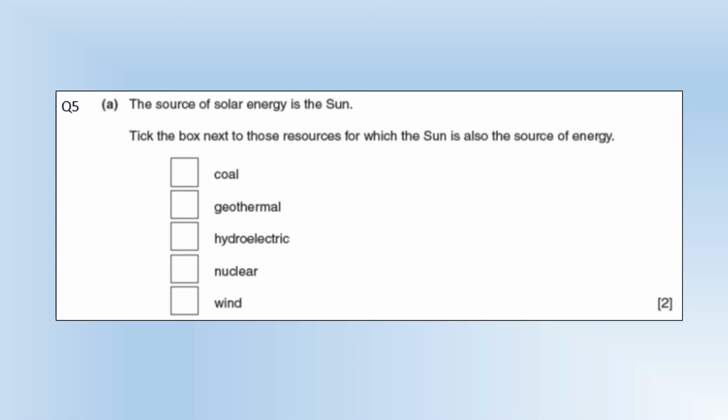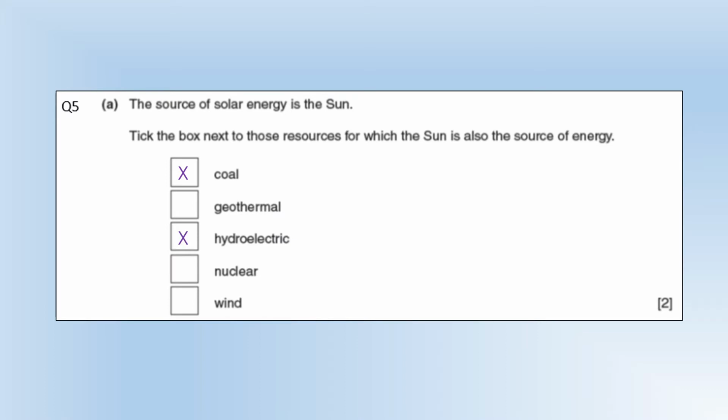The source of solar energy is the sun. Tick the box next to those resources which the sun is also a source of energy. Coal, yes it is, because coal is from dead plant matter, and plant gets its energy from photosynthesis with the sun. Geothermal, the source of energy is the high temperature inside the earth, so that's not from the sun. Hydroelectric is from the sun.